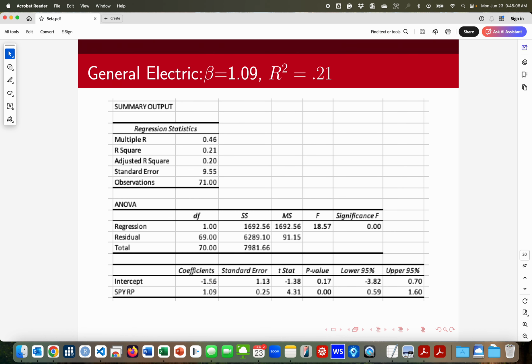And this is General Electric. Again, we get a beta of 1.09. It has the same R-square as the Tesla regression. So what's going on with General Electric? Not explained a lot by the market risk premium, but the beta is closer to 1 here. So it's a little more volatile than the market, but not a lot more volatile. And the p-value is 0, so it is statistically different from 0.